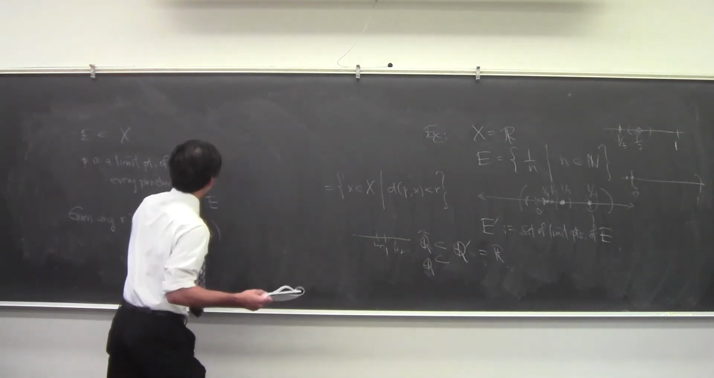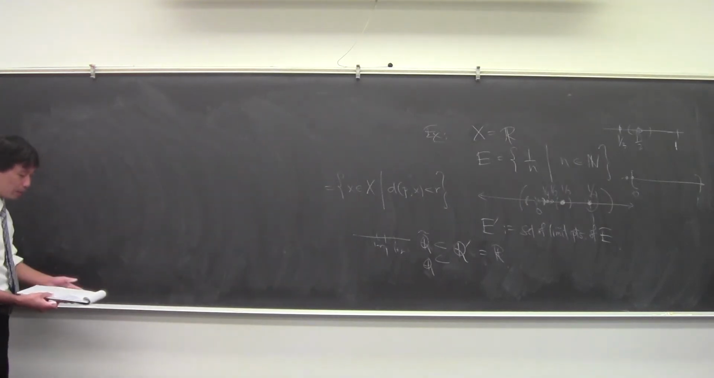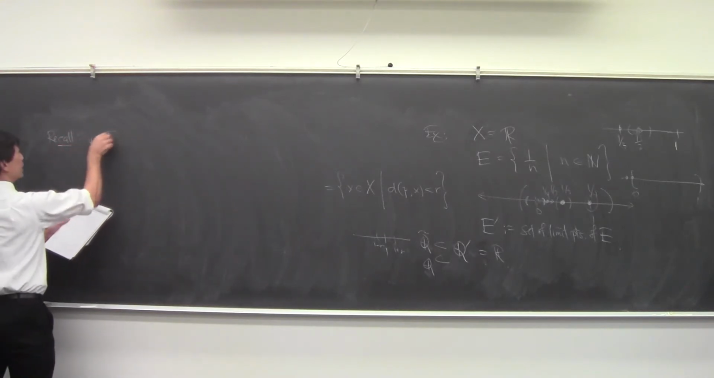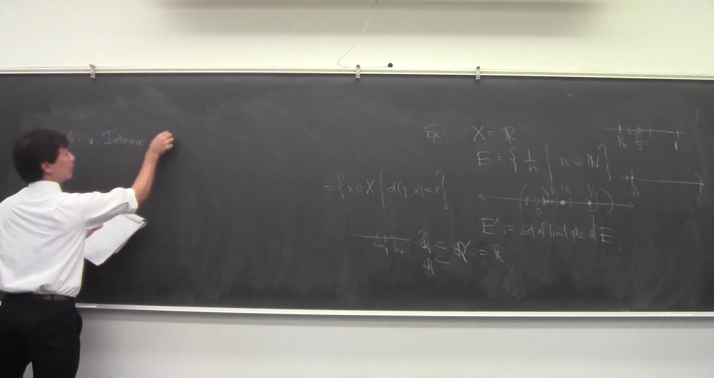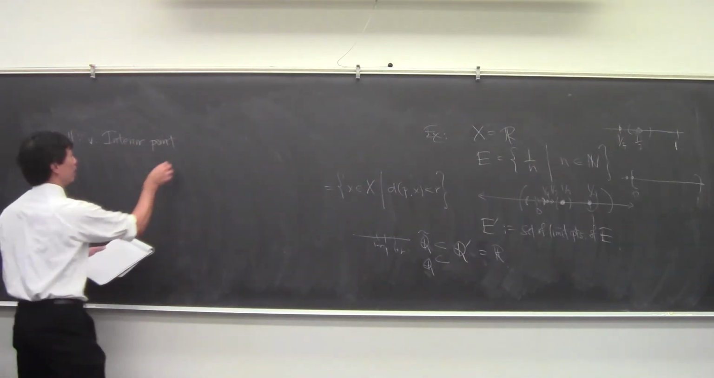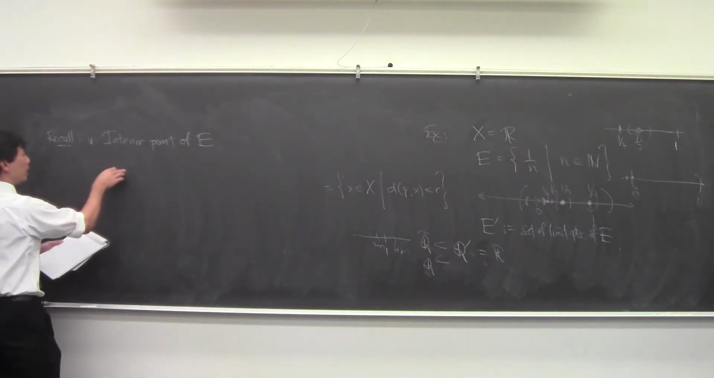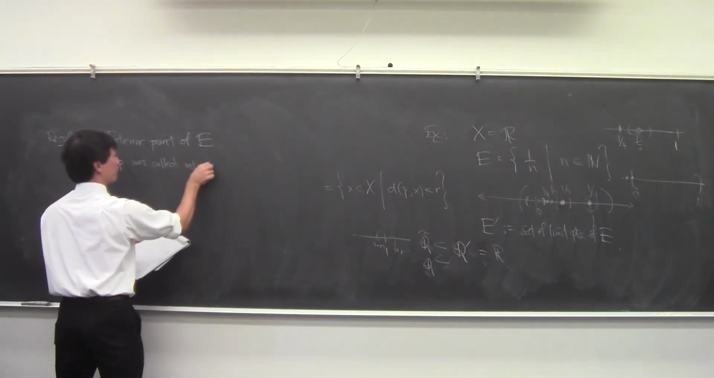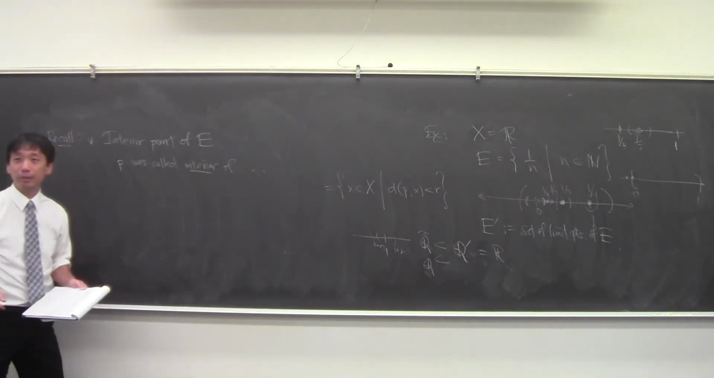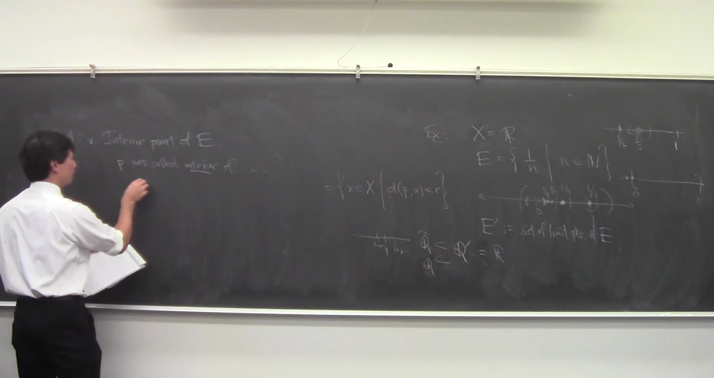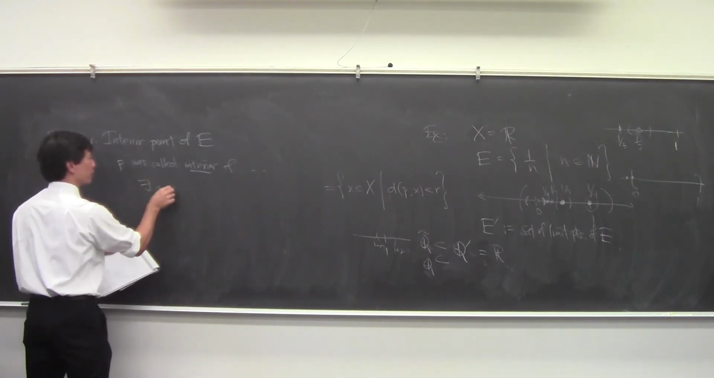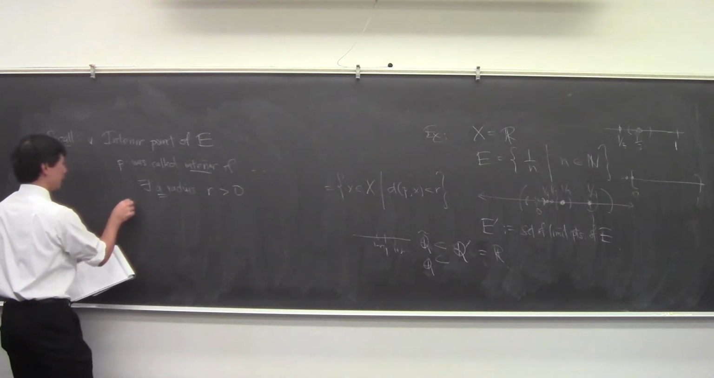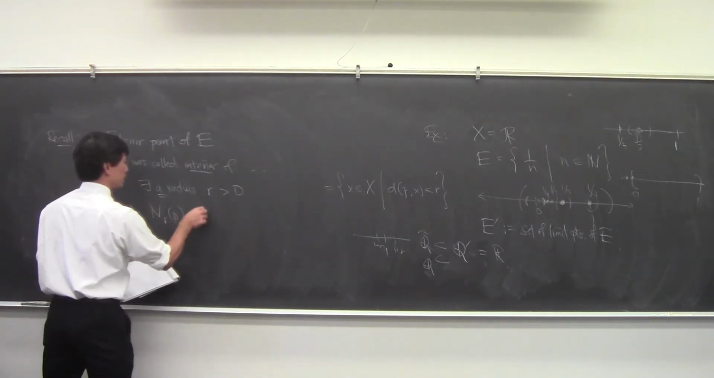Enough review. Let's go on. Recall, we finished last time with the notion of the interior point of some set. We said that P was called interior if there existed a radius R such that the whole neighborhood N_R(P) was contained inside of E.